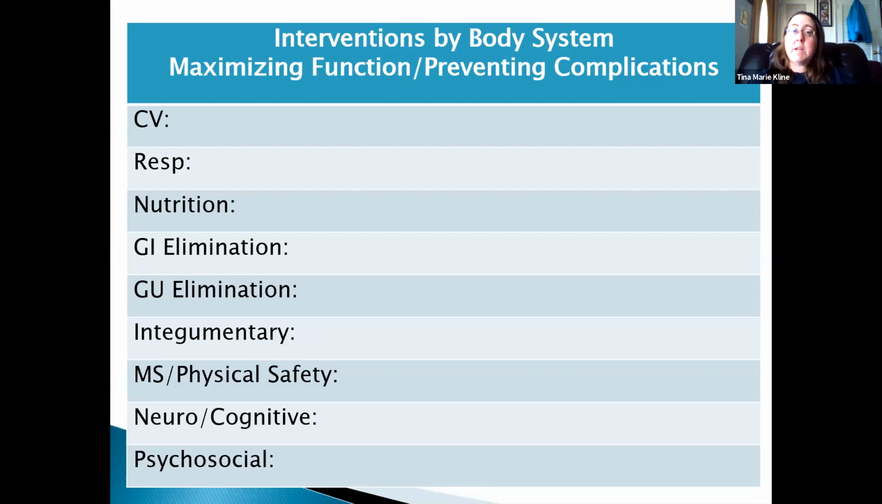GU elimination. Again, sometimes this is a mobility issue, getting to the bathroom, but it's also positioning. So if you go back to your basic concepts of GU elimination, if we're talking about a male, how do they void best? Stand them up. If you're talking about a female, how do they void best? Put them in a sitting position. So thinking about things like that, that's true for moving your bowels too, from a GI perspective.